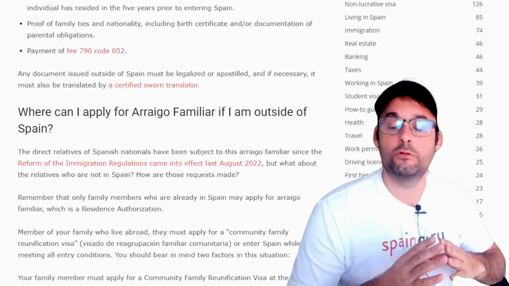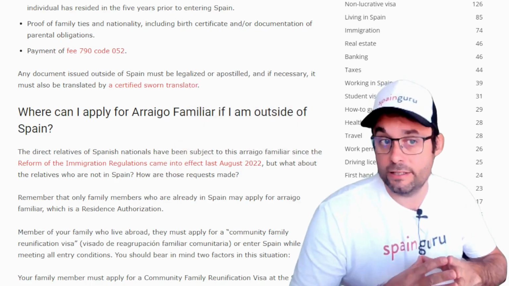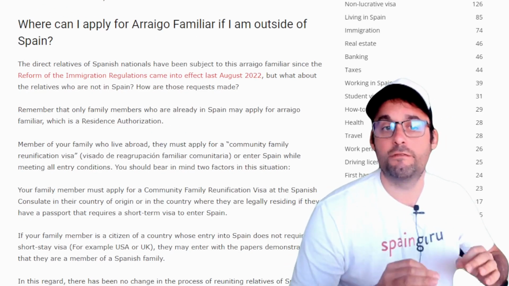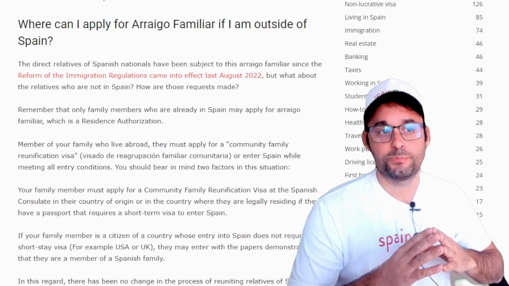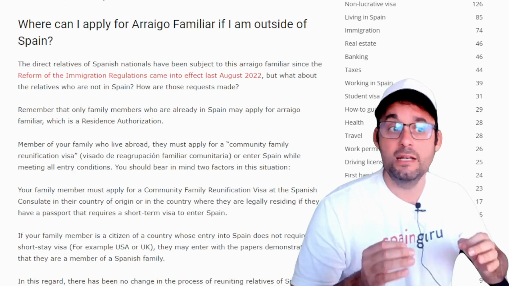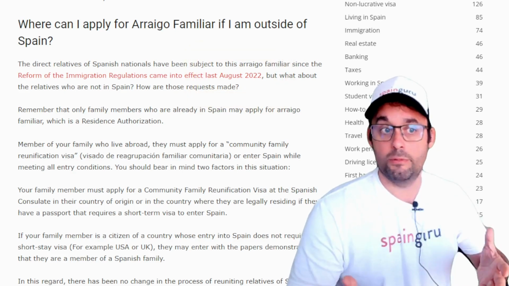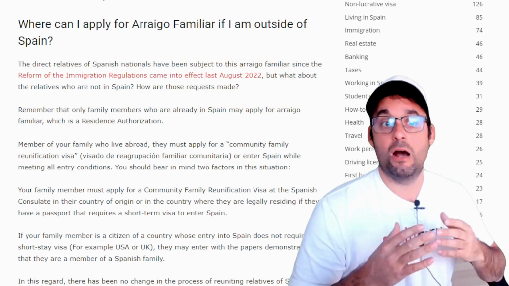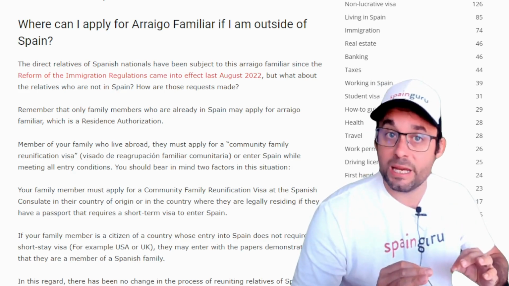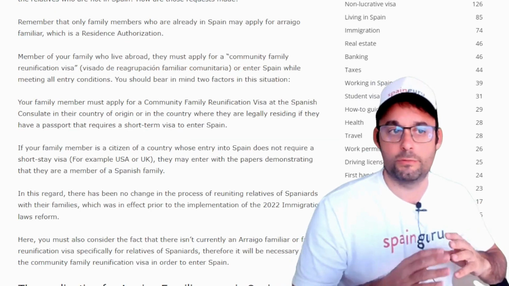Any document issued outside of Spain must be legalized or apostilled, and if necessary, it must also be translated by a certified sworn translator. Where can I apply for Arraigo Familiar if I am outside of Spain? The direct relatives of Spanish nationals have been subject to this Arraigo Familiar since the reform of the immigration regulations in August 2022. But what about the relatives who are not in Spain? How are those requests made? Remember that only family members who are already in Spain may apply for Arraigo Familiar, which is a residence authorization, as we said before.